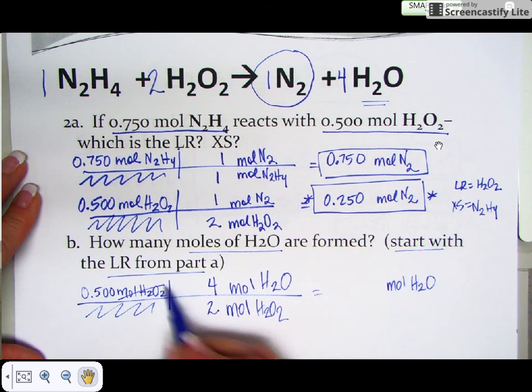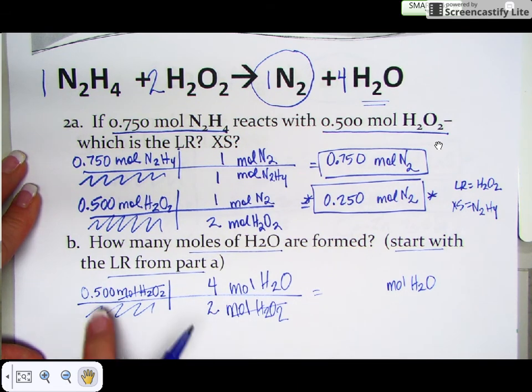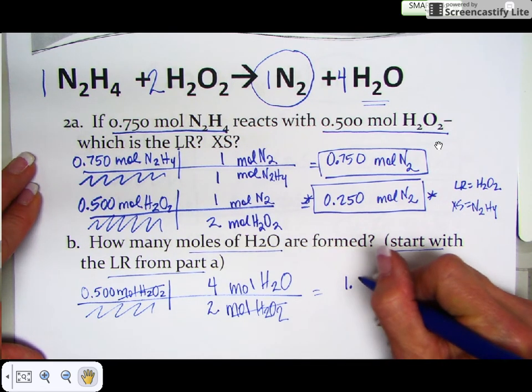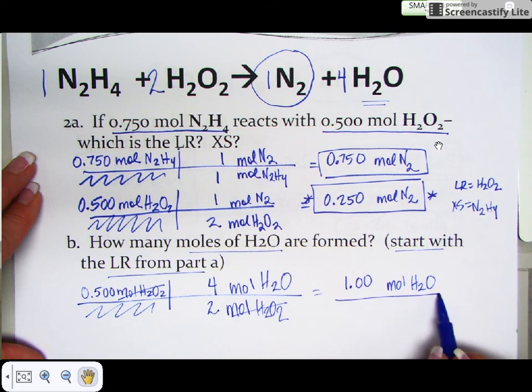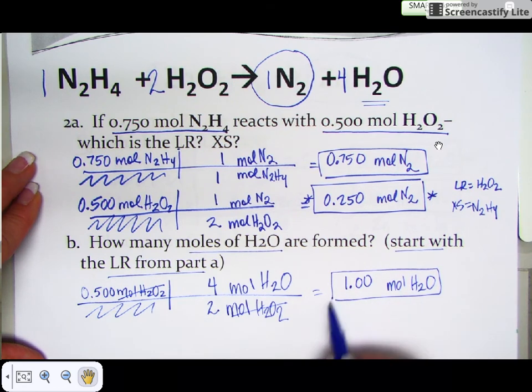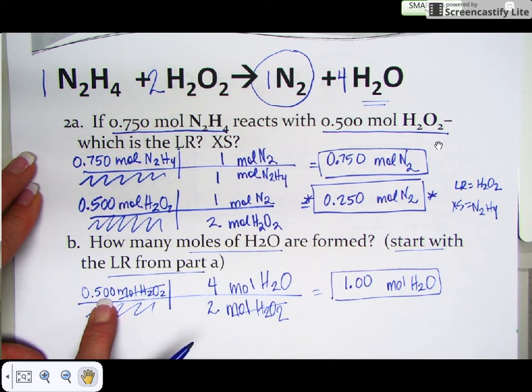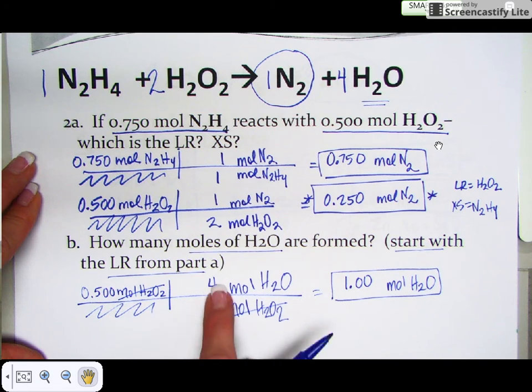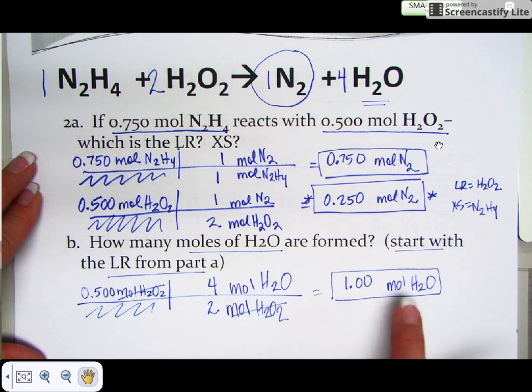So this lets moles of H2O2 cancel. And so 0.5 times 4 divided by 2 is going to give us 1.00 moles of H2O for our answer. We have 3 sig figs here. Remember that the coefficients are counting numbers, so they have unlimited sig figs. So our answer should have 3 sig figs.